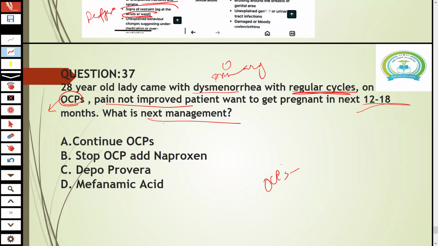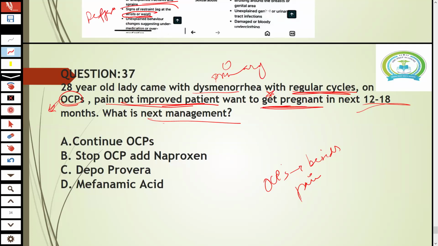So she's already on OCPs, and despite being on OCPs, the pain is there. Pain is not resolved. Sometimes in dysmenorrhea we give hormonal treatment, so OCPs can be given, but it's not the first line. The first line is always non-hormonal treatment. Maybe she was taking OCPs for some other reason, maybe contraception, or maybe because of PCOD she is taking OCPs for regulation of cycle. But still the pain is not improved, and she wants to get pregnant.